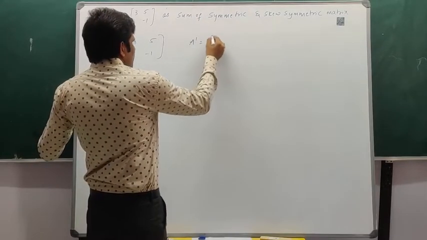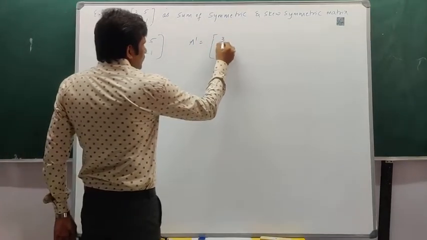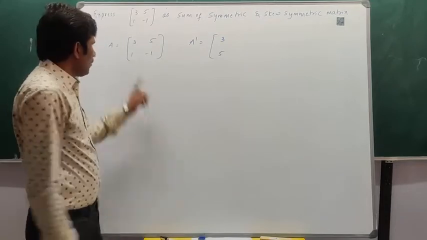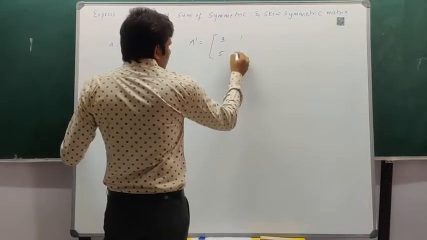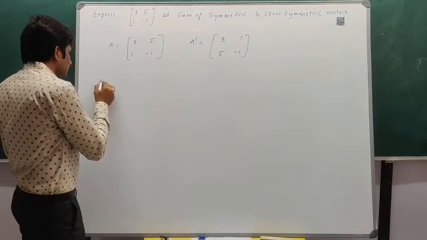What is A transpose? What is the first row? 3, 5. That will become the first column, so that is 3, 5. What is the second row? 1, -1. That will become the second column.